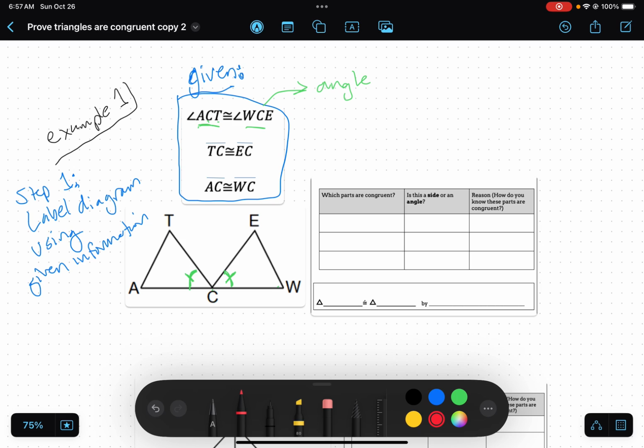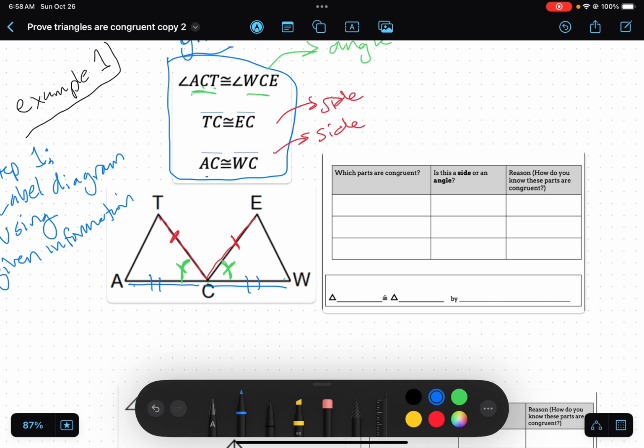The next two are talking about a side, right? TC is congruent to EC. The way we're going to do that is with these little tick marks. It doesn't matter how many we do as long as they match up to each other. So let's do AC and WC, and I'll do a double tick mark. From looking at this, it looks like I can say that the triangles are congruent because I have a side, an angle, and a side. So we're just going to write this out now.